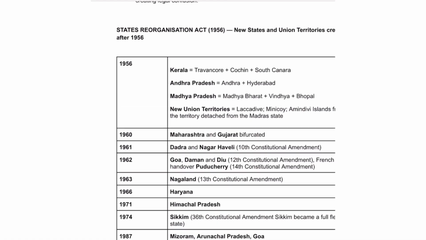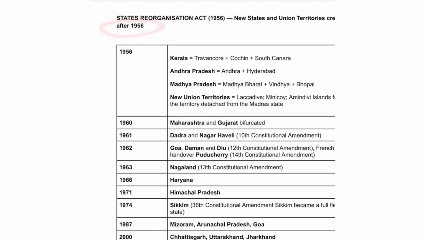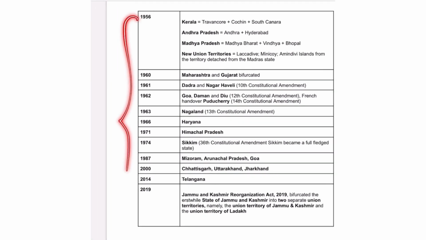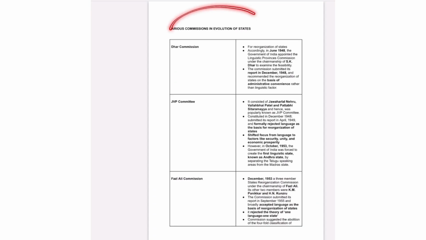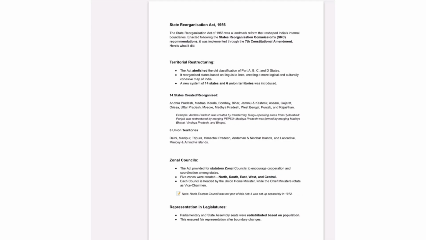So what were the new states created after 1956? All of this. Okay. Make sure that you remember them with chronology, because that is asked. Take a screenshot of this, paste it where you can look at it every day, and make sure that you revise it properly whenever you are revising this concept. Okay, so that's all for your union and its territories. I hope you've understood the constitutional part plus the act, the States Reorganization Act and the committees associated with it. Okay.